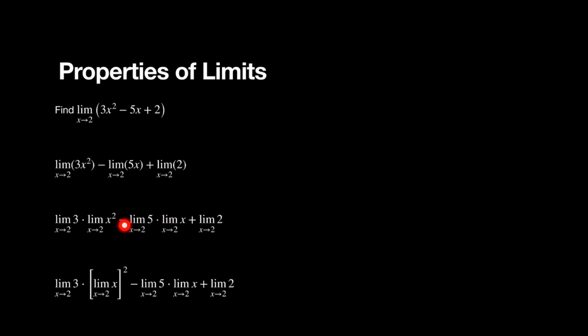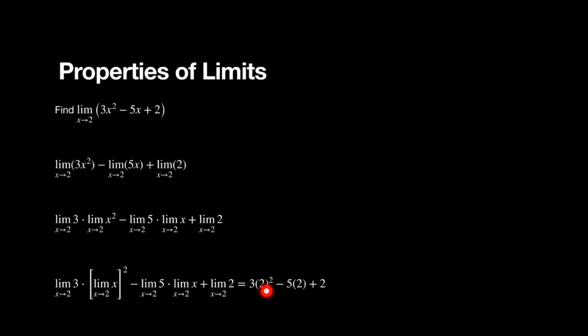And then finally, for the limit of x squared, we have an exponent, and there's a property that says we can find the limit of x and then square that result. So then let's go ahead and find these limits. The limit of a constant is just a constant. So limit as x goes to 2 of 3 is just 3. The limit of x is the x value. So limit as x goes to 2 of x should be 2.